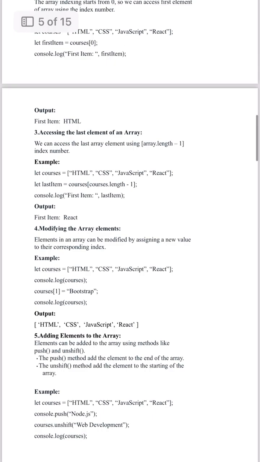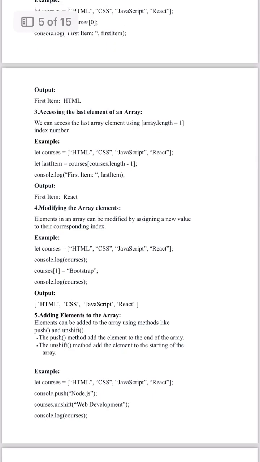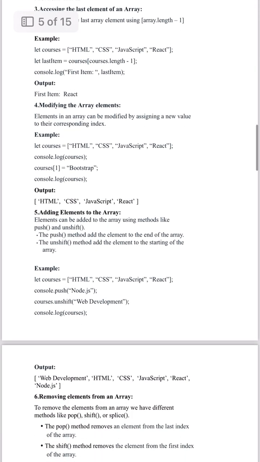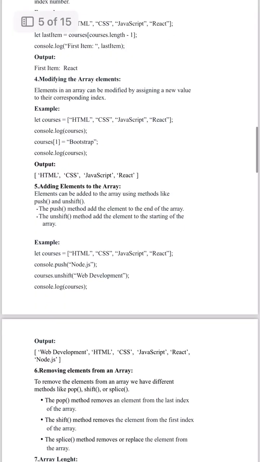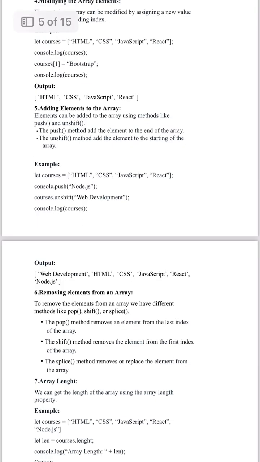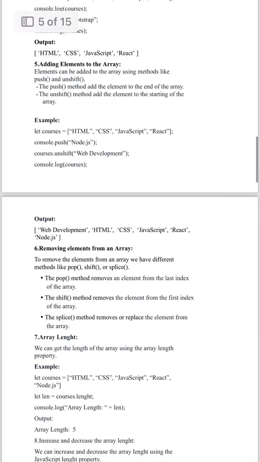Accessing the last element of an array. We can access the last array element using array.length minus 1 as the index number. Modifying the array elements. Elements in an array can be modified by assigning a new value to the corresponding index. Adding elements to the array. Elements can be added to the array using methods like push and unshift.